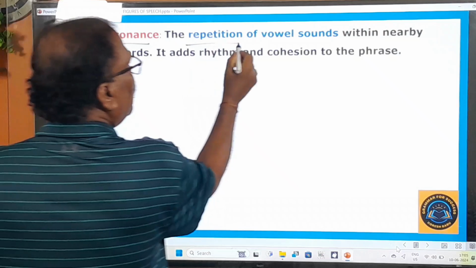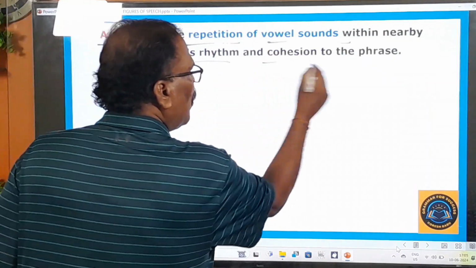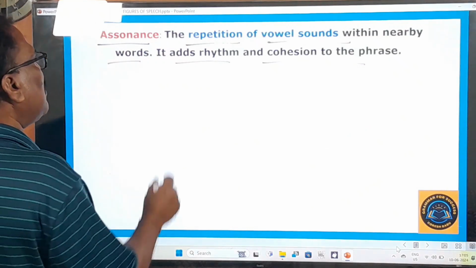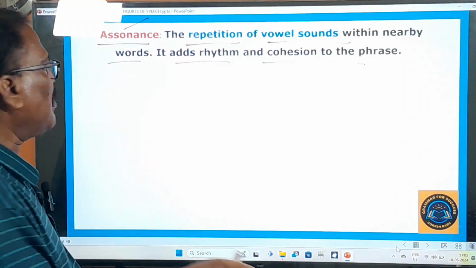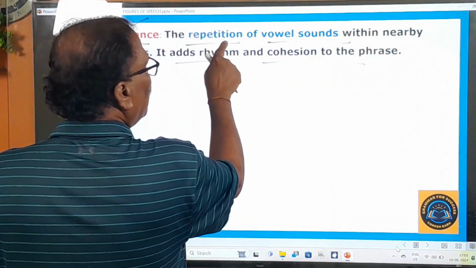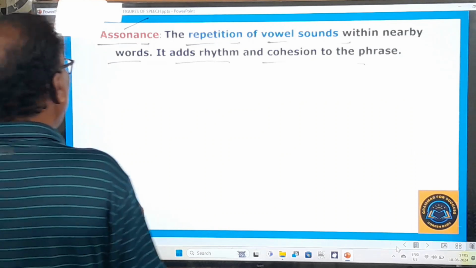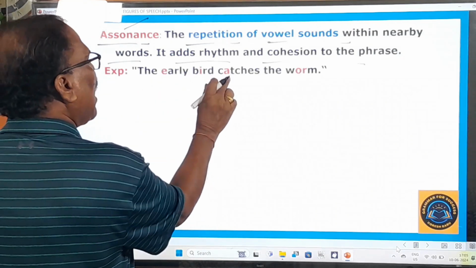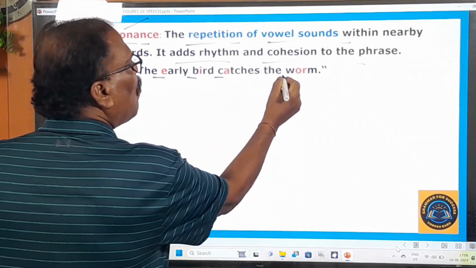Assonance is there, the repetition of vowel sounds within nearby words. It adds rhythm and cohesion to the phrase. This is assonance. Alliteration is the repetition of consonantal sounds. Assonance is the repetition of vowel sounds. So here I'll give you some examples to make you understand. The early bird catches the worm. A, ba, ka, worm.